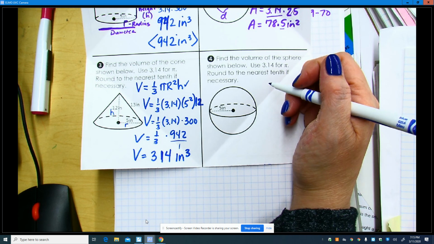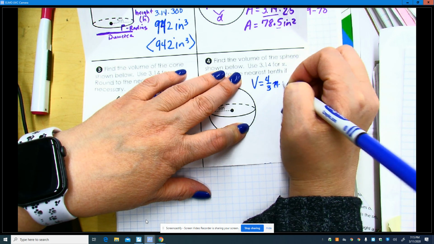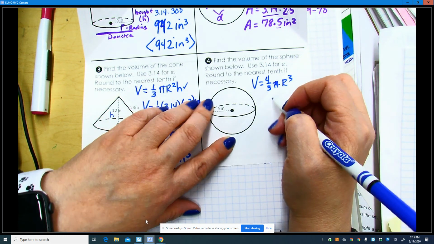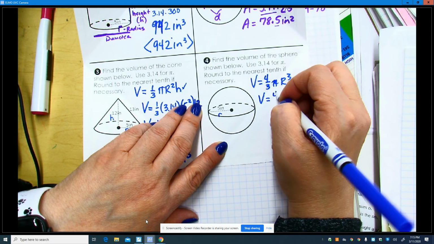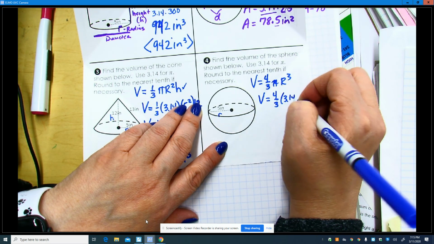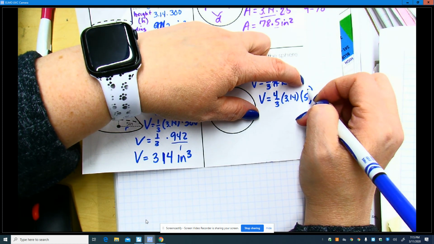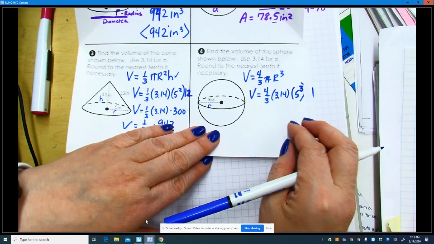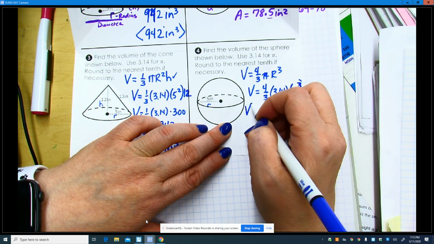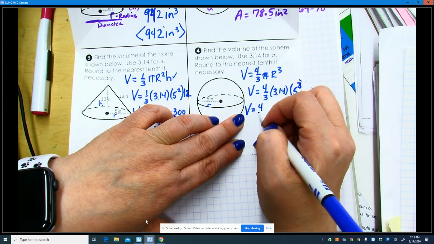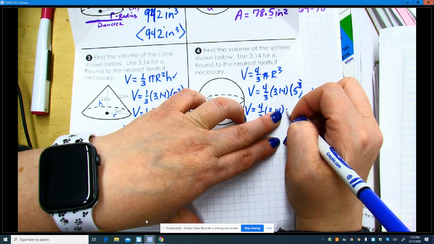its volume is going to be volume equal to 4/3 pi r cubed. Again, we have a radius of 5 here. So 4/3 times 3.14, and the radius is 5, and this time we're cubing it. So we already know 5 to the second power is 25, and 5 to the third power would be taking that 25 and multiplying it by another 5. So 5 times 25 would be 125.